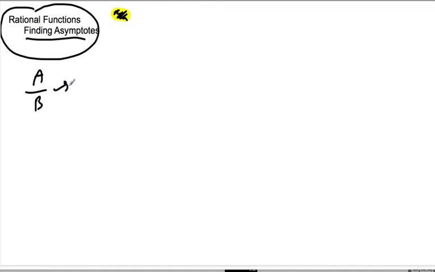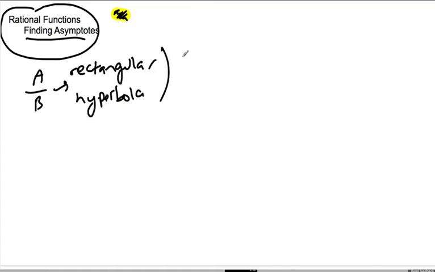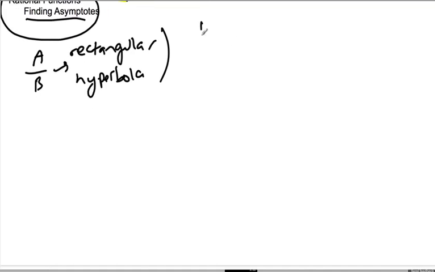We're going to refer to the rectangular hyperbola shape, but there could also be some differences. So we're going to go ahead and graph three of these rational functions, and the steps to do so are pretty simple.